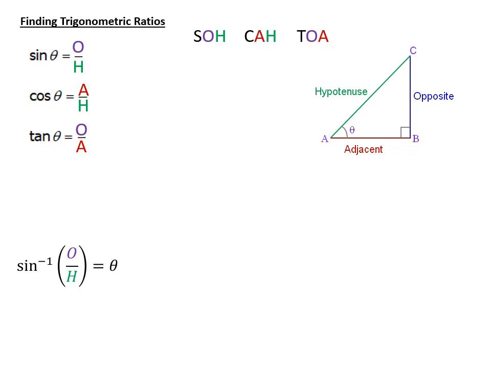And then we can also take the fraction, the ratio, and turn it back into the degrees. Because if we can add something, we can subtract it. We always have inverse operations. So sine inverse of the fraction opposite over the hypotenuse will get us theta. Cosine inverse of the adjacent over the hypotenuse will get us theta. And tangent inverse of the opposite over the adjacent will get us theta.